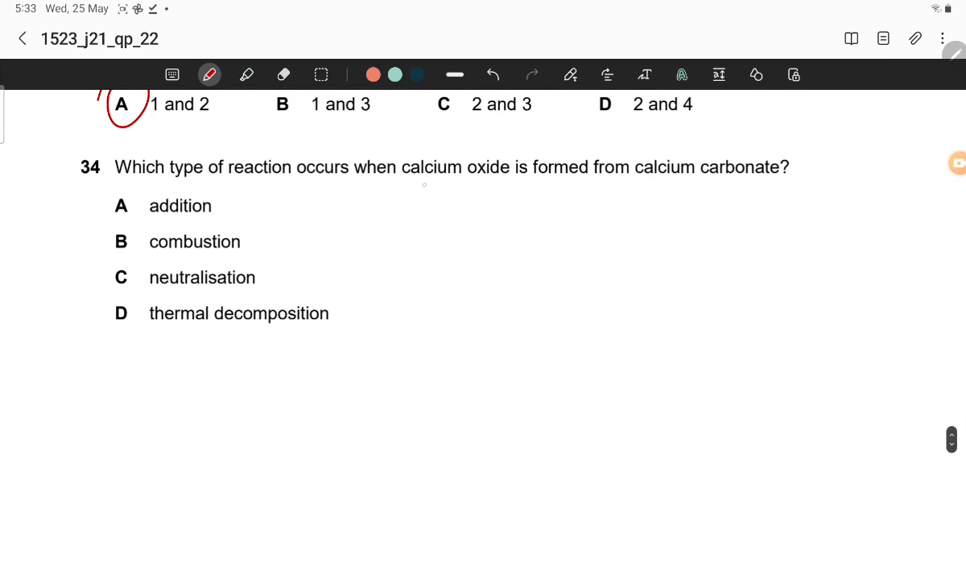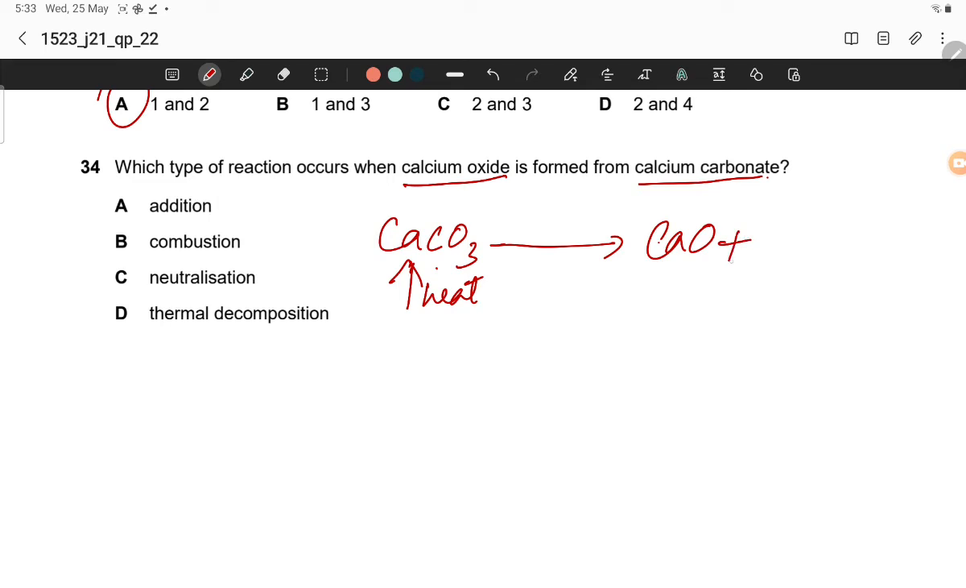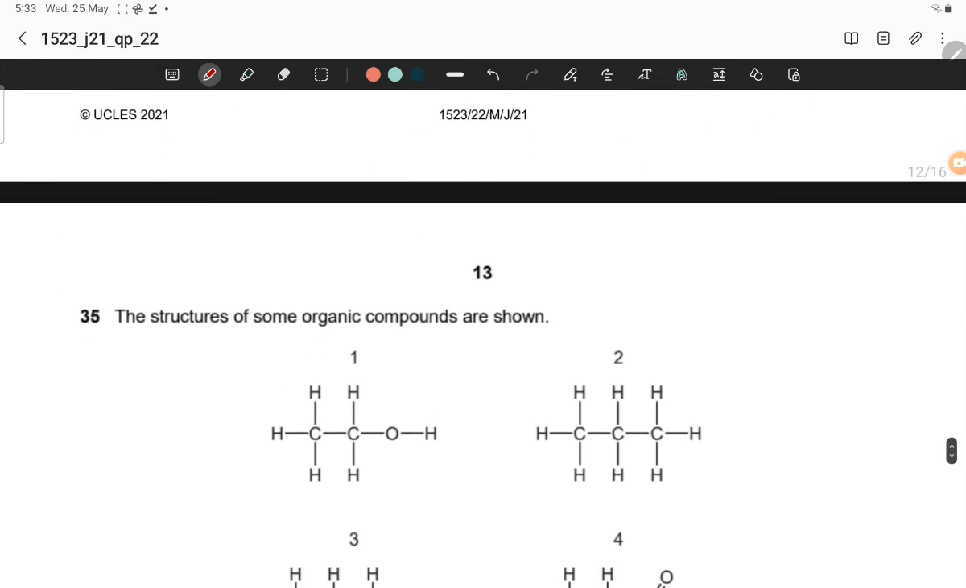Which type of reaction occurs when calcium oxide is formed from calcium carbonate? Calcium carbonate, when decomposed on heating, forms calcium oxide plus carbon dioxide. Not addition, combustion, or neutralization. It is thermal decomposition.